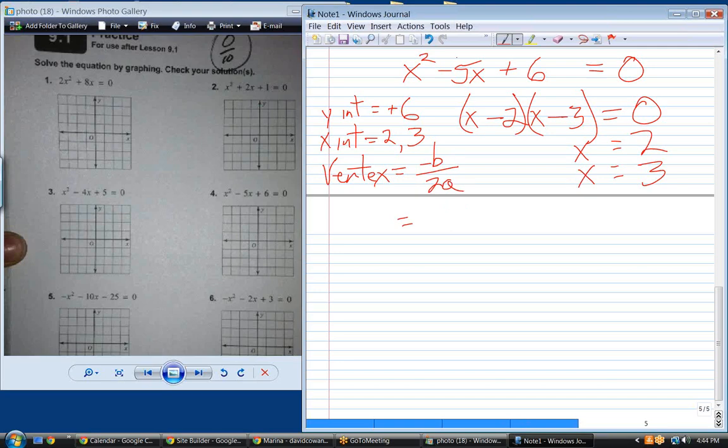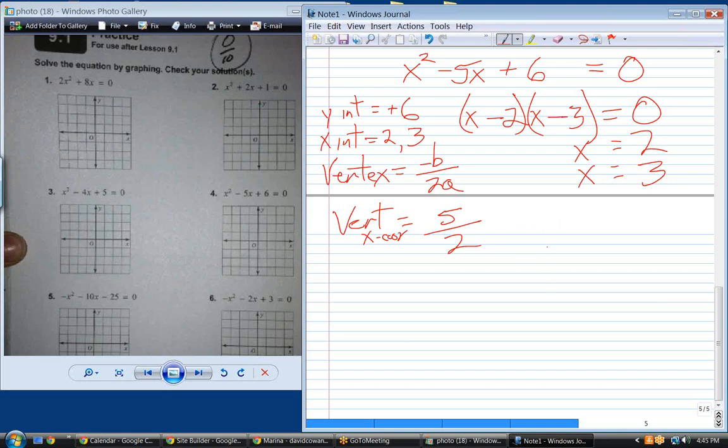Okay, the b is the coefficient of the x term. Negative 5. So it's a minus b. B is negative 5, so minus a minus 5 would be a positive 5 over 2. So that's the x-coordinate of the vertex, but I need the y-coordinate also. How do I get the y-coordinate? But we already have our y-intercept.